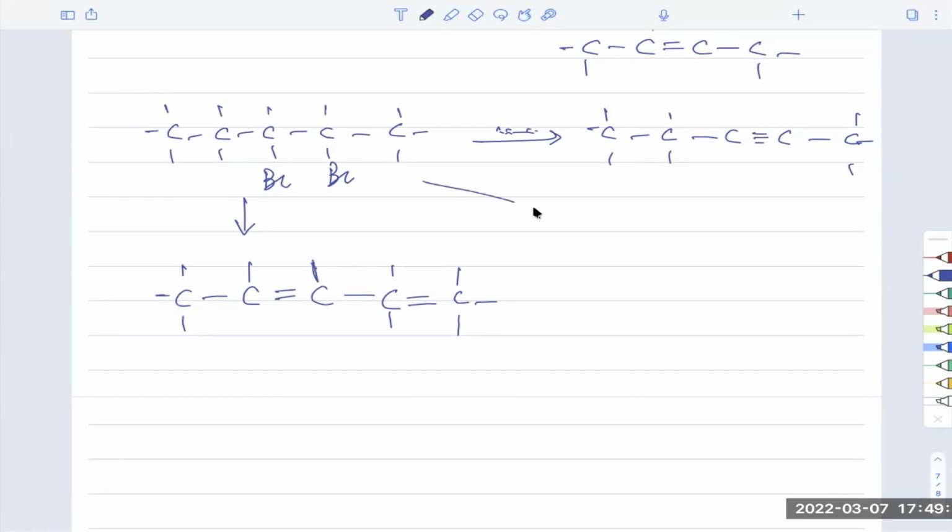Okay? Obviously there are other isomers as well. You could take this bromine and this hydrogen and this bromine and this hydrogen. Or you could remove this bromine and this hydrogen and this bromine and this hydrogen, and that is also another case. So we can get different reactions, different products based on what happens in the elimination reaction.